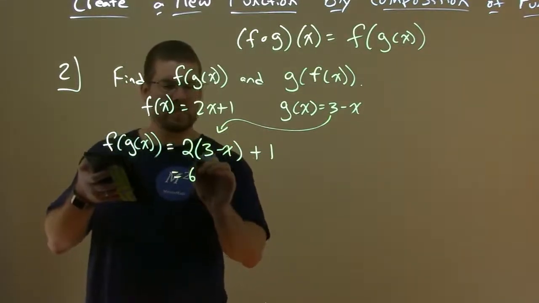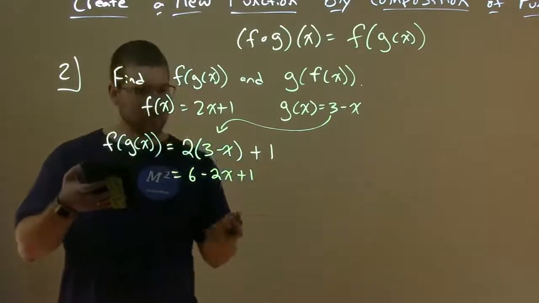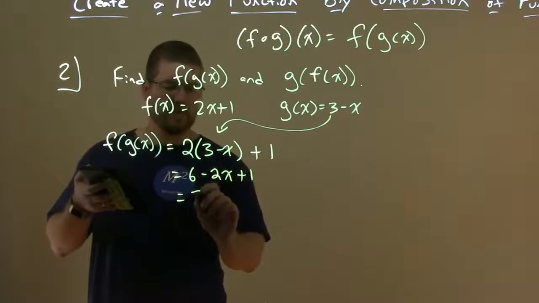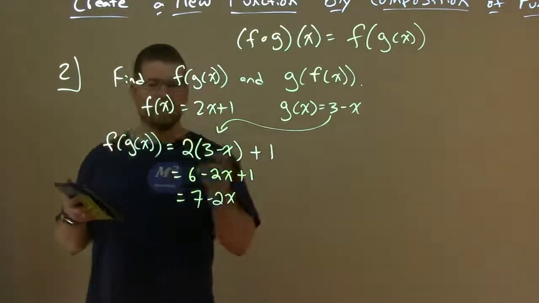2 times 3 is 6. 2 times a minus x is a minus 2x, plus 1. Combine our like terms. 6 and 1 is 7. So it's 7 minus 2x. Alright. Let's find the other one.